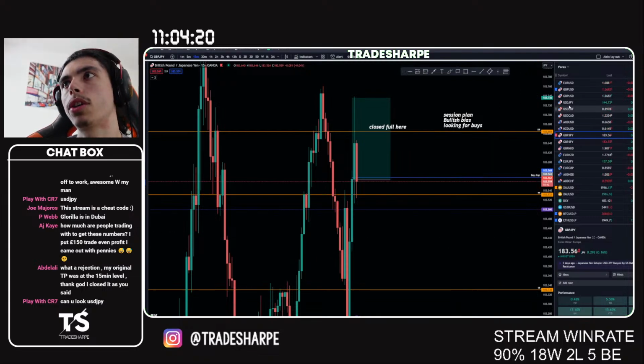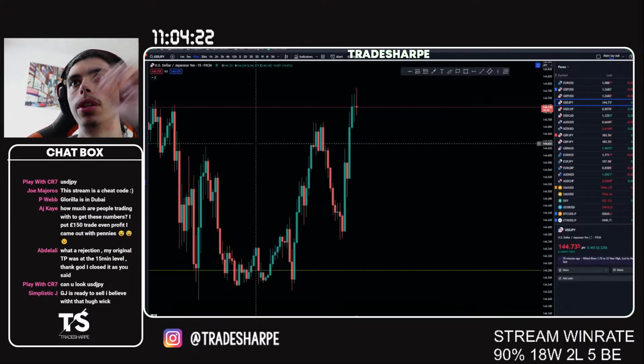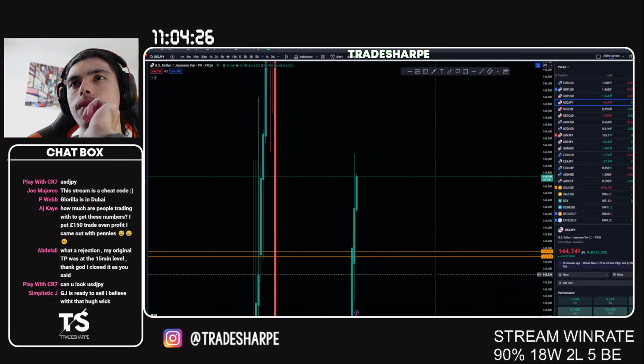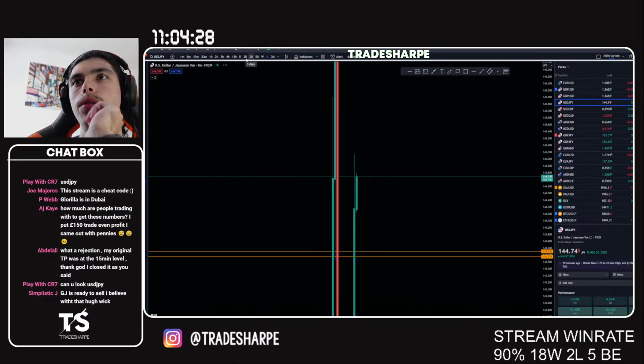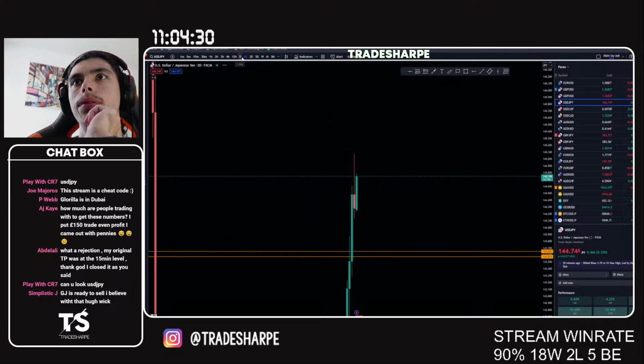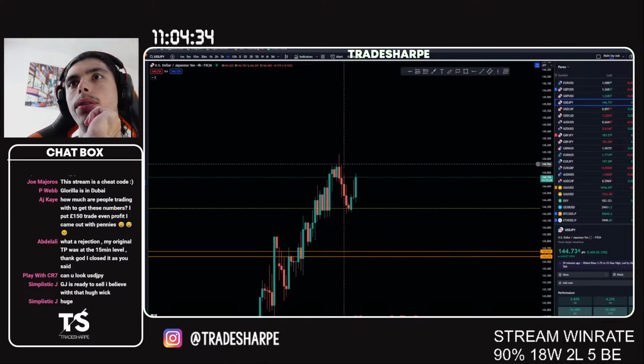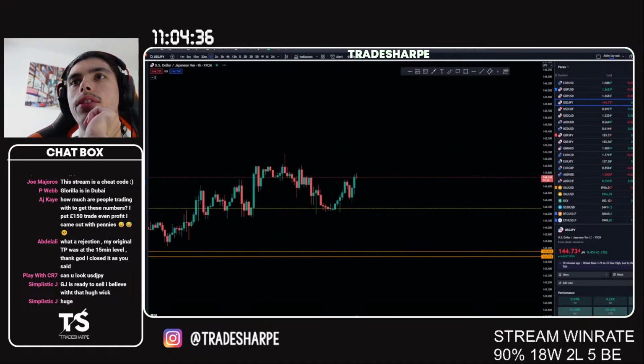Can I look at UJ? Yeah, I don't mind looking at UJ. Weekly bullish, monthly bullish, same as GJ here. Daily is at daily resistance, same as GJ, 4 hour. So kind of same as GJ.